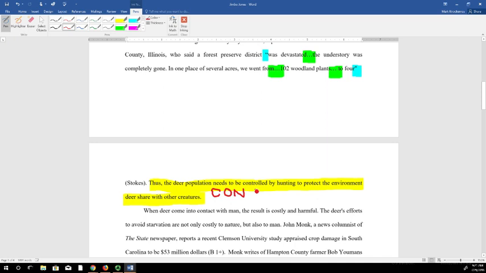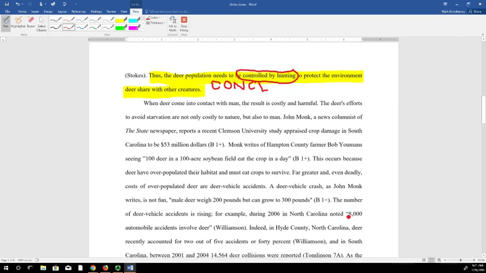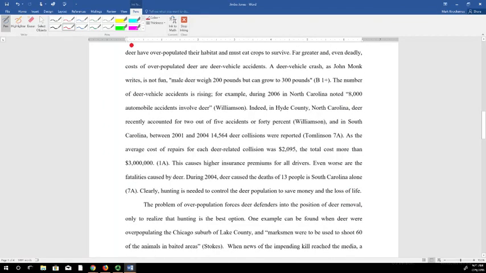What I'm doing here is restating the topic sentence, and I'm also bringing the argument to a point. How am I doing that? What do we need to do with Bambi? Shoot it. We need to kill Bambi. We control the deer population by hunting. Right? Now let's look at the next body paragraph. How does it end? Clearly, hunting is needed to control the deer population to save money and the loss of life.